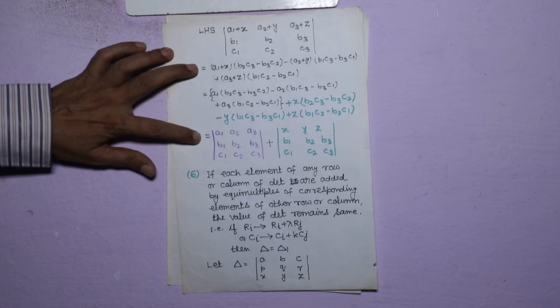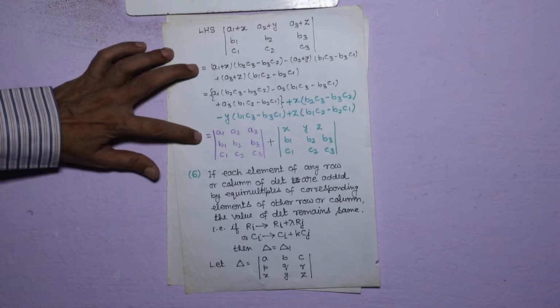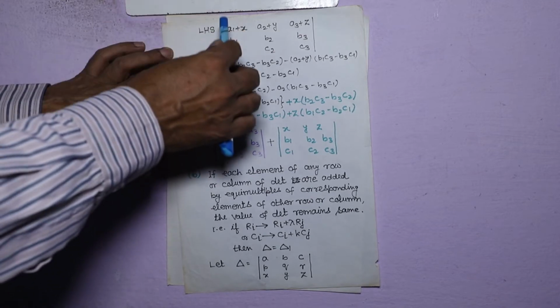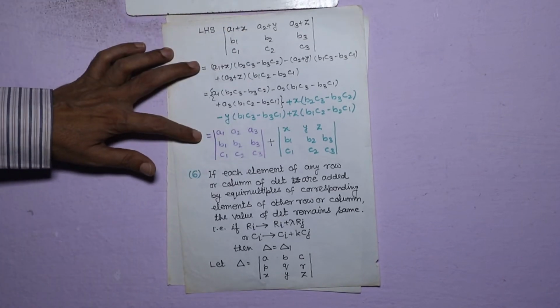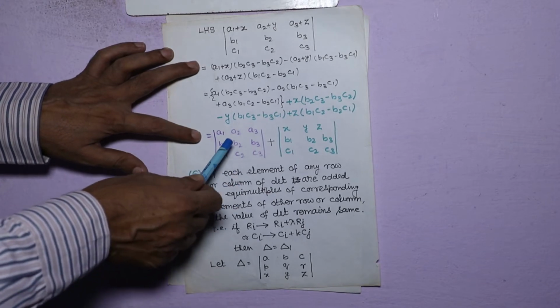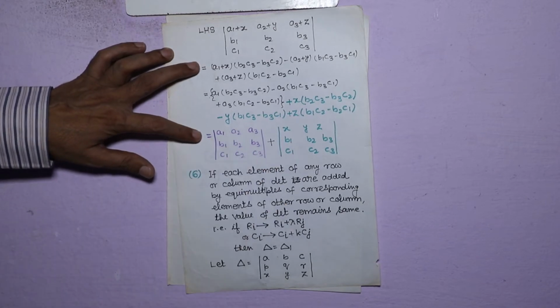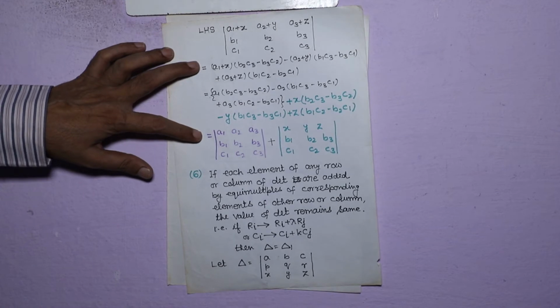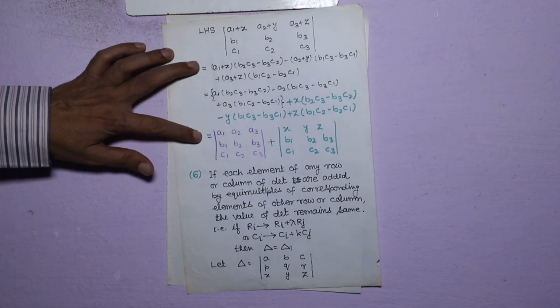So if elements of a row or column are expressed as sum of two or more numbers, then the determinant can also be expressed as sum of two or more determinants. So students, this is a very useful property.